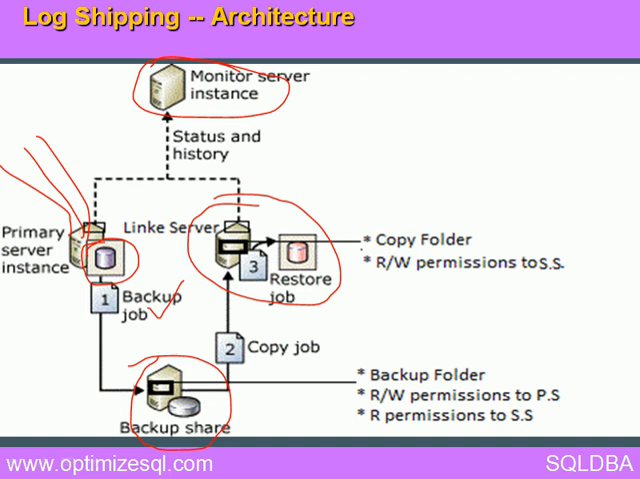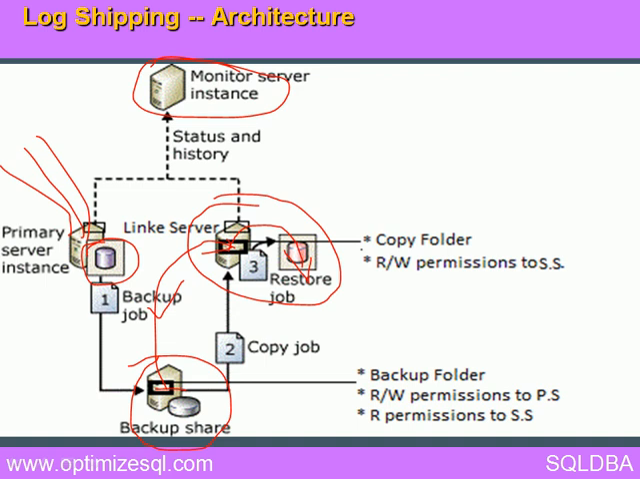It is taking a backup of the log. It is the log backup job, not a full backup or differential backup. Log backups are generated periodically into this folder. Then from there, the copy job will copy the backup file to the secondary server. From that folder, the restore job will apply the changes into the database. Three jobs: the backup job is created on the production server, and copy and restore jobs are created on the secondary server.